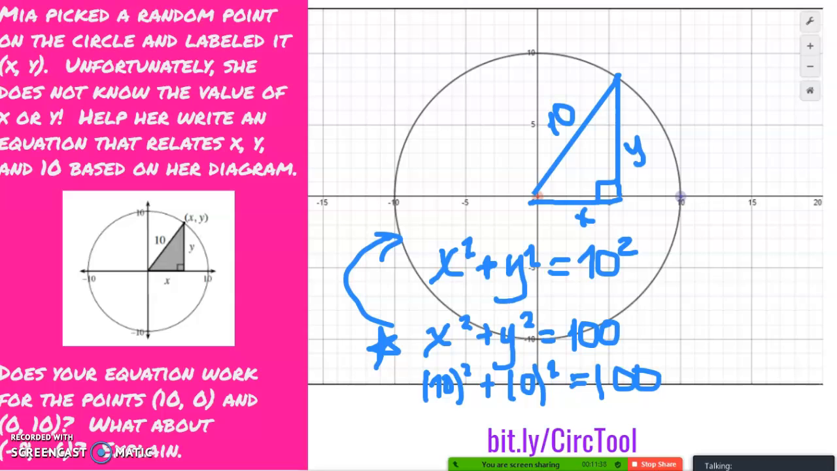What about negative 8, negative 6? Let's try it. Negative 8 squared plus negative 6 squared equals 100. Well, that is 64 plus 36, which is 100. So yes, it works. If the point is on this circle, it works.